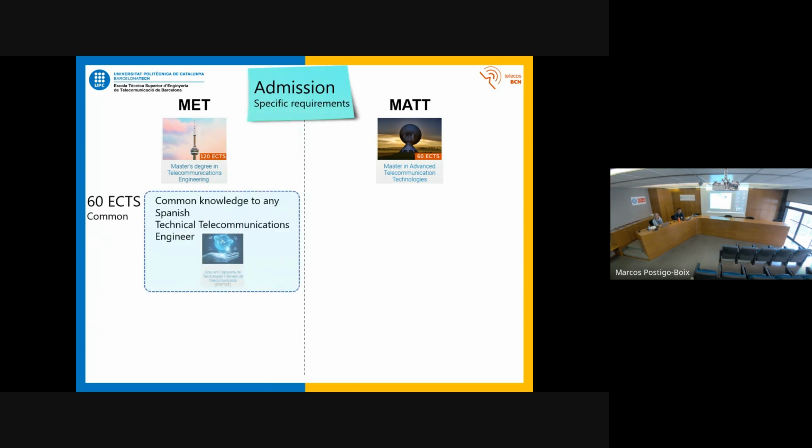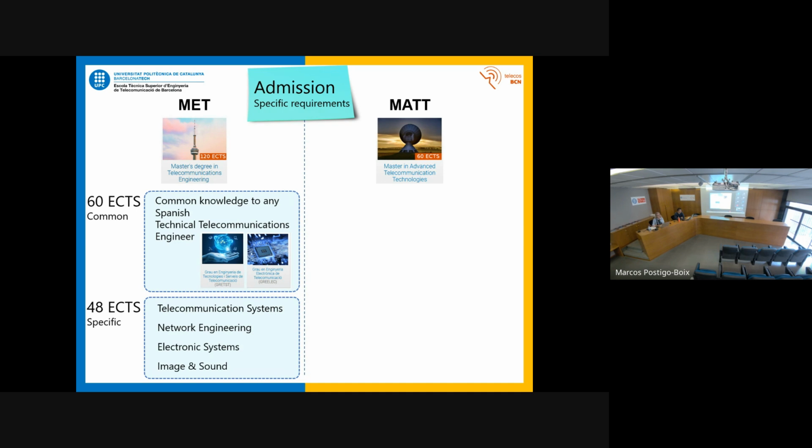Also, we have specific requirements for the Master Med, since it's a master that qualifies for the profession of telecommunications engineer. You basically have to be a technical telecommunications engineer. So you are required to have 60 ECTS in your bachelor's degree about common knowledge for technical telecommunications engineering. For those of you that come from this school, these are the degrees Grades and Grelec. And in those degrees, you have to follow 48 ECTS of specific knowledge on telecommunication systems, network engineering, electronic systems, or image and sound. So if you come from a degree that qualifies you as a technical telecommunications engineer, you have direct access to the Master Med.